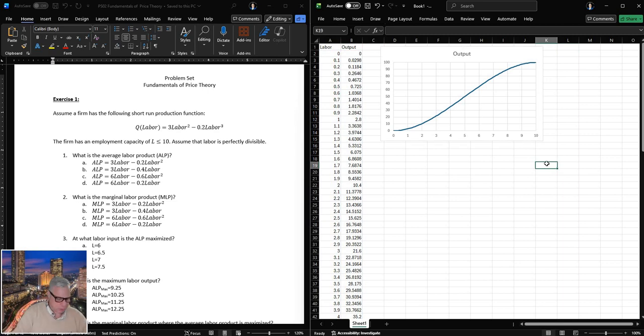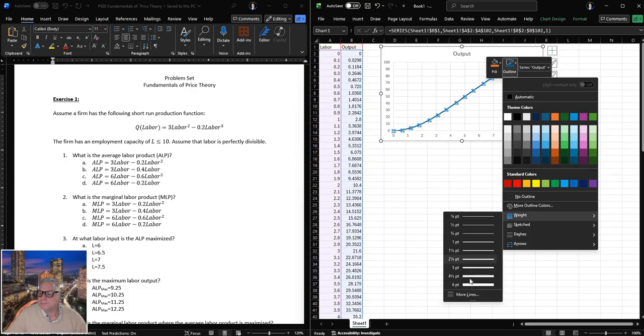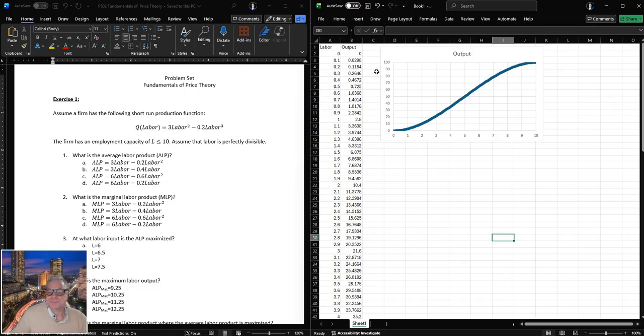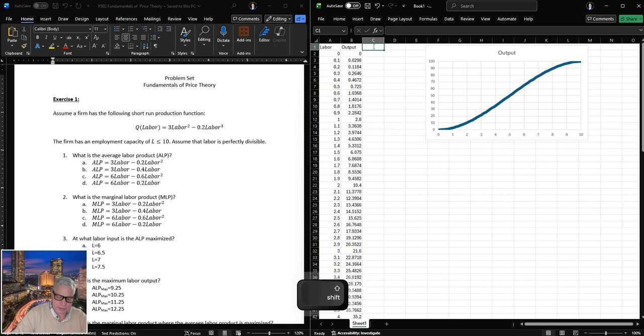So that is our total production function, and you can see it's nicely S-shaped. Actually, I want to make it a little bit bigger. Make it really big. Okay, so this is what we have. So the first question is, what is the average labor product? Well, the average labor product is dividing total output by labor. So ALP, average labor product, is equal to the total output divided by labor.